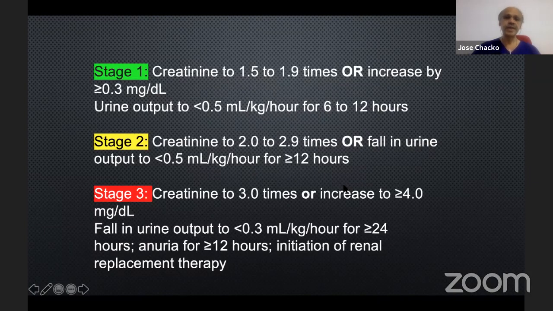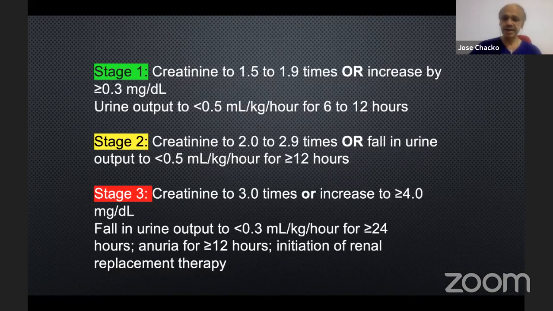And stage 3 is a rise of creatinine to more than 3 times the baseline, or increase to an absolute value of more than 4 milligrams per deciliter, or anuria for 12 hours, or fallen urine output to less than 0.3 mils per kilogram per hour for more than 24 hours.